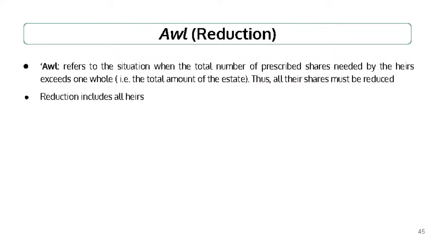So here we have a situation when we do the proper division of a case, we're going to end up with what we call reduction. It refers to the situation when the total number of prescribed shares needed by the heirs exceeds 1 whole. Means we have too much shares. Everyone's supposed to get more than a whole. Okay, more than the whole. So this creates a problem because we can't give everybody their full amount because we have more than 1. Remember, whenever you divide, it has to be 1, the whole. So imagine in a situation we have too many shares to be given. So what are we going to do?